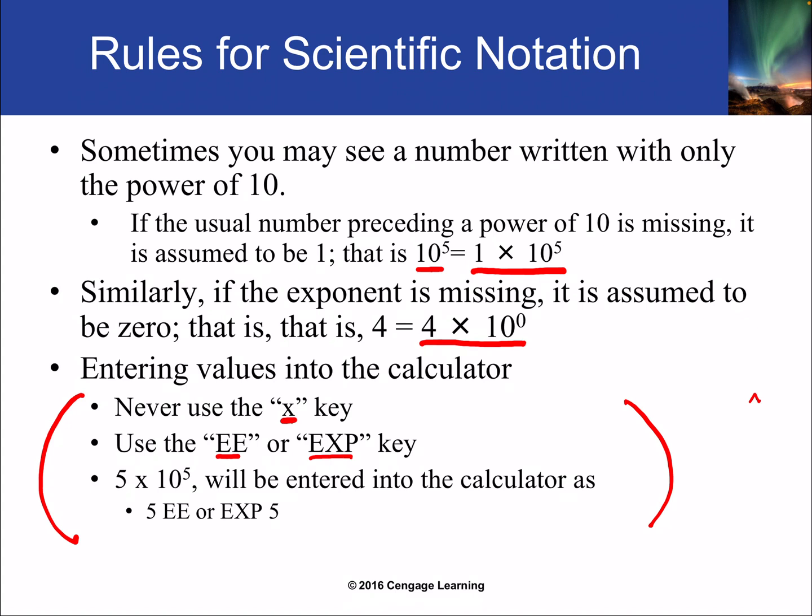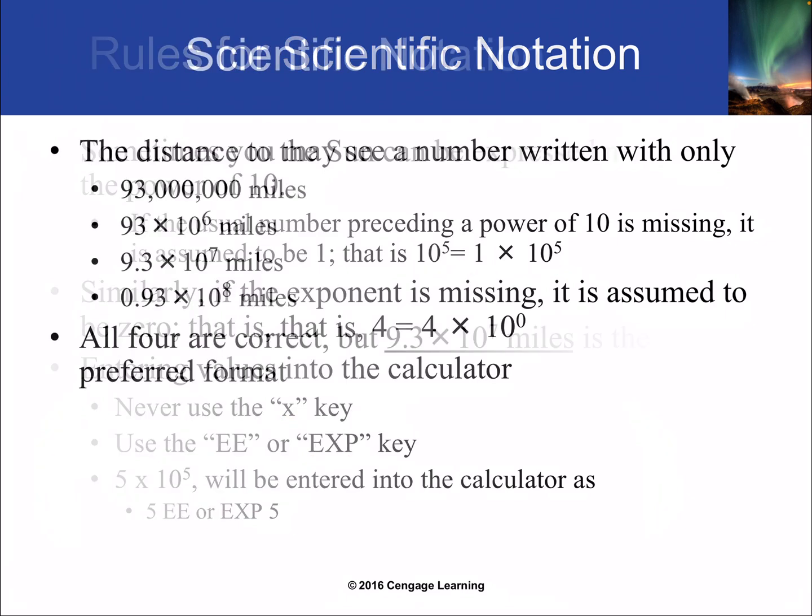So if I wanted to enter 5 times 10 to the 5th, I'm going to press 5, then I'm going to look for my EE or EXP button, and then I'm going to hit 5. And that is telling my calculator that is 5 times 10 to the 5th. Make sure you never hit that multiply key when you're inputting scientific notation.